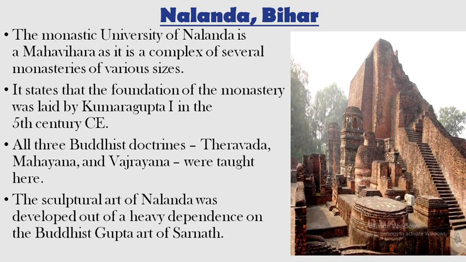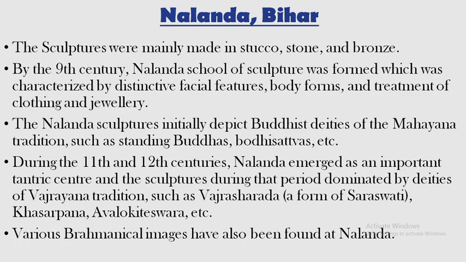The sculptural art of Nalanda was developed out of a heavy dependence on the Buddhist Gupta art of Sarnath. So the sculptures were mainly made of stucco, stone, and bronze. By the 9th century, the Nalanda school of sculpture was formed, which was characterized by distinctive facial features, body forms, and treatment of clothing and jewelry. The Nalanda sculptures initially depict Buddhist deities of the Mahayana tradition, such as standing Buddhas, Bodhisattvas, etc.